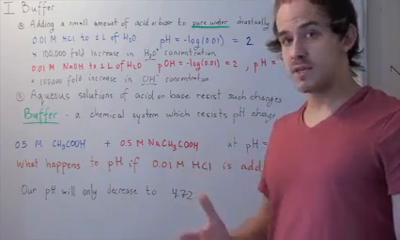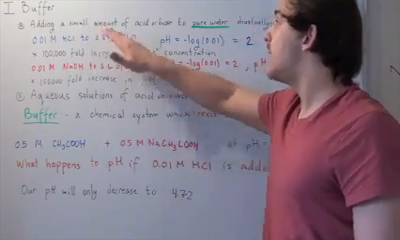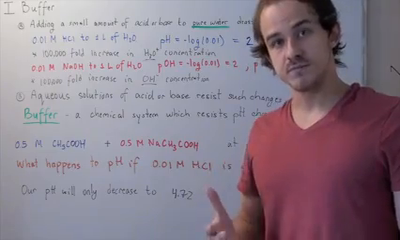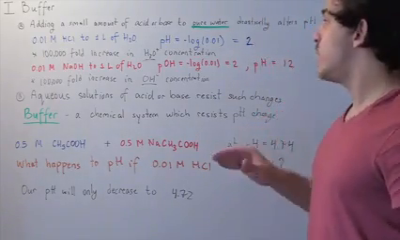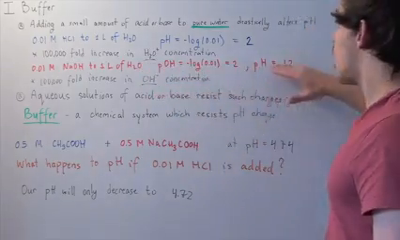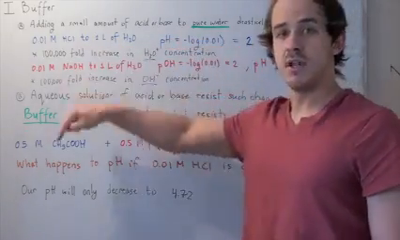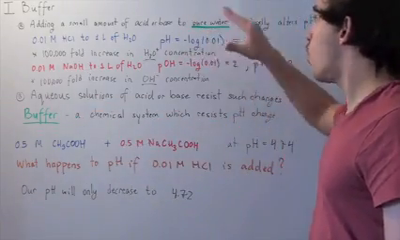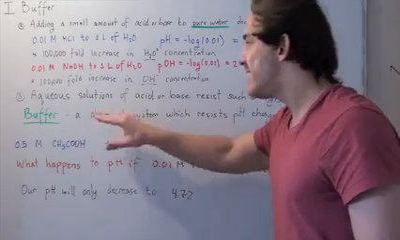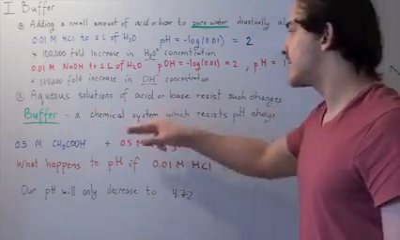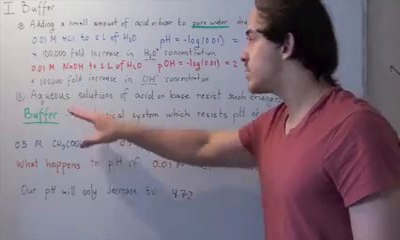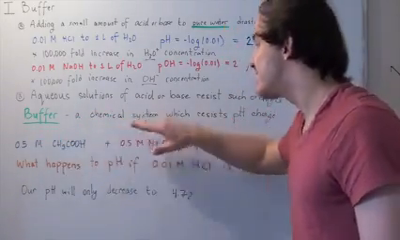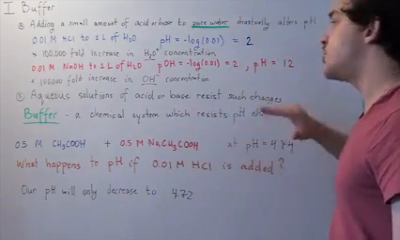So the takeaway from this is that adding a small amount of acid or base to pure water will drastically change the pH of water. Now, if you're confused about how we got this part or this part, check out the link below. Now, aqueous solutions, unlike pure water, resist changes in pH when we add acid or base. And that's because aqueous solutions have buffer systems. And a buffer is simply a chemical system which resists a pH change.